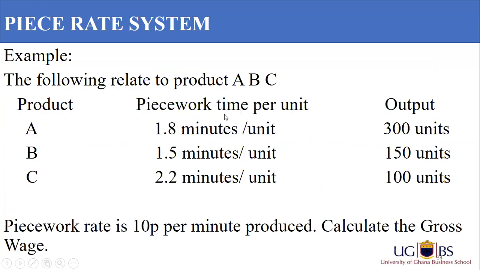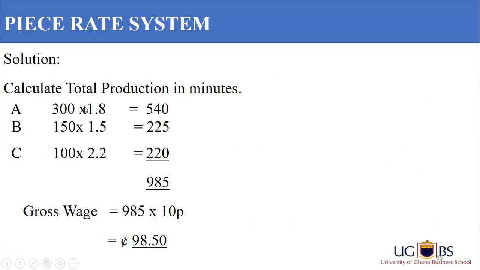this time permitted is going to be multiplied by this output and then multiplied by the rate. So this 1.8 times 300, then 1.5 times 150, then 2.2 times 100. Then you are going to multiply all of them by the piece rate, piece rate per minute. So per minute is 10 pesos, right? So this is what you are going to do. So this is how it's being solved here. We multiply them and then add all of them, then we multiply by the piece rate. So that this is the gross wage, which is 998.50 pesos.